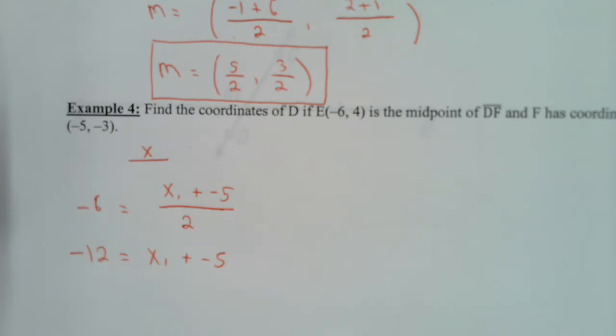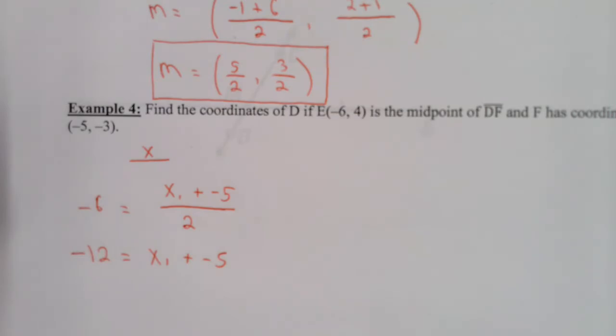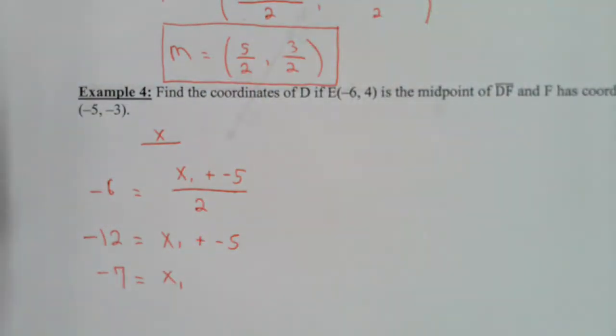Okay? And then you're going to get x by itself, so you're going to add 5 to each side, and you get -7 equals x1. Okay, so we're done with half the problem right there. That's half the problem done.